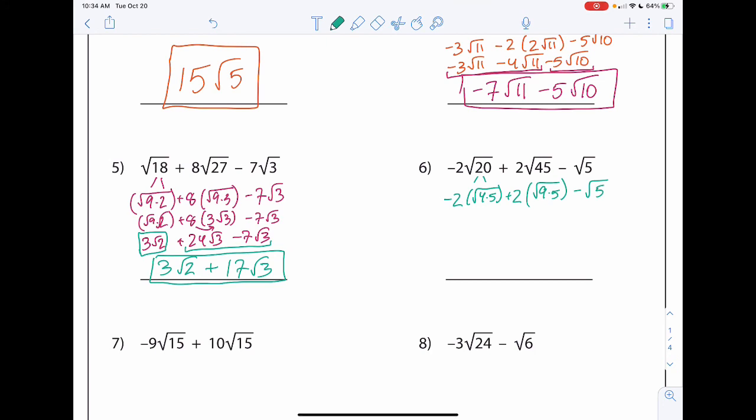So now I look and I see, well, the square root of 4 times the square root of 5 plus 2 times the square root of 9 times the square root of 5 minus the square root of 5. Okay, so this will be negative 2 times 2 square root of 5 plus 2 times 3 square root of 5 minus square root of 5. All right, so I keep simplifying. Negative 2 times 2 is negative 4 radical 5. 2 times 3 is 6 radical 5 minus radical 5.